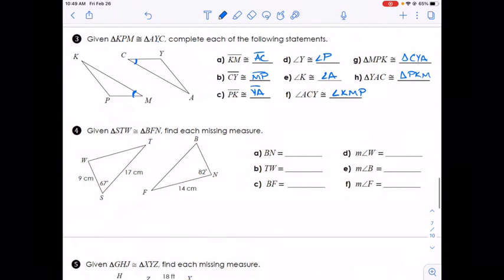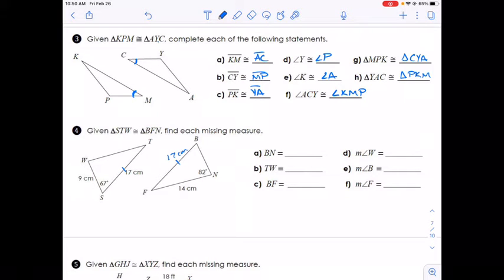All right, so let's try this next one here. So it says find each missing measure here. So let's look here to see what we have matching up. We know that ST is going to match up with BF. So we can use our picture here, ST. It's going to match up with BF. So we'll put these two marked here. So that means that this has got to be 17 centimeters.